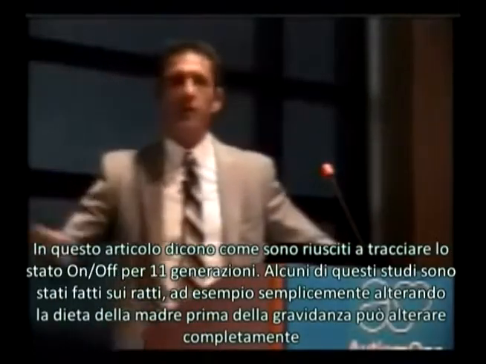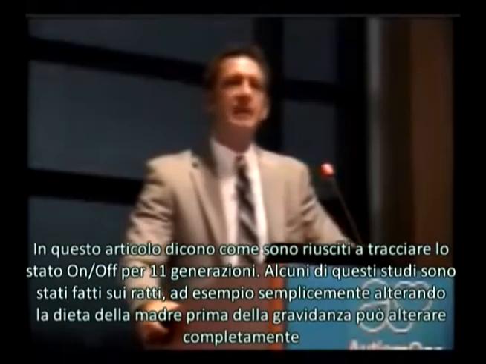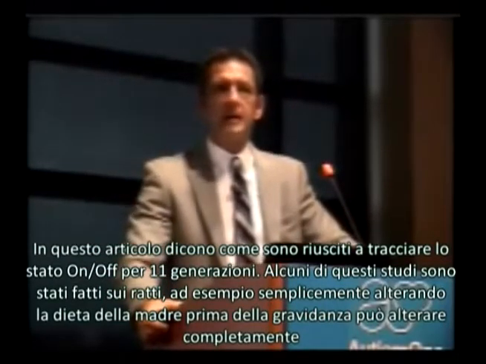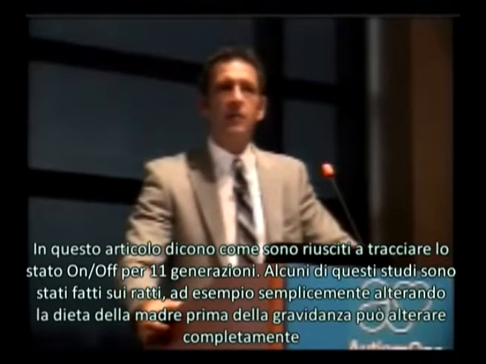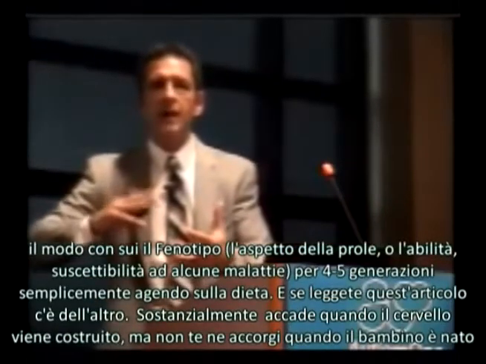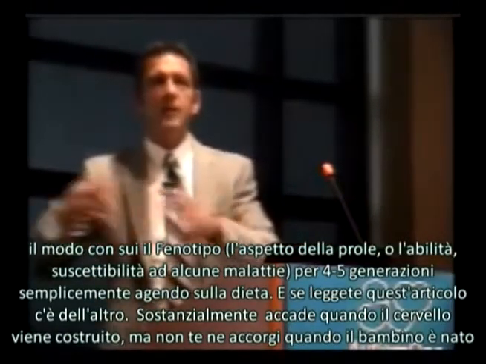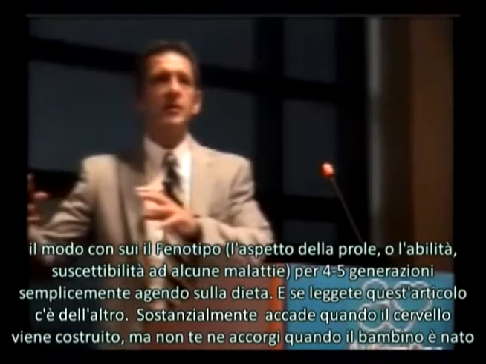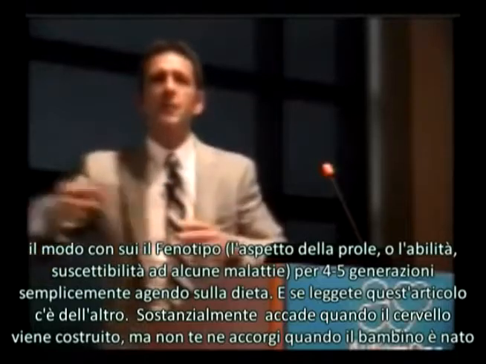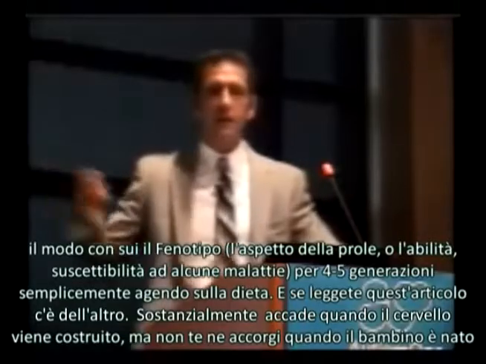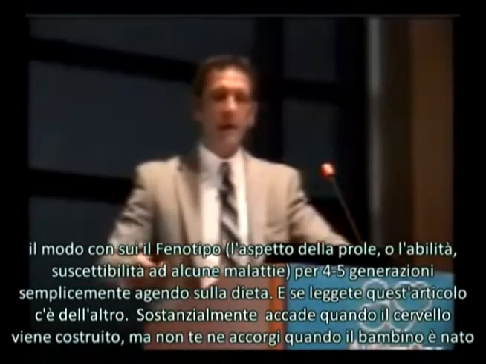So in this article, they go on to talk about how we've been able to trace that to up to 11 generations. So for instance, some of the studies that are done on rats, by simply altering the maternal diet before she's even pregnant, can completely alter the way the phenotype or the look of the offspring and their ability or their susceptibility to certain diseases for up to 4 or 5 generations, just by simply altering their diet. And again, if you read this article, there's a lot more on that.